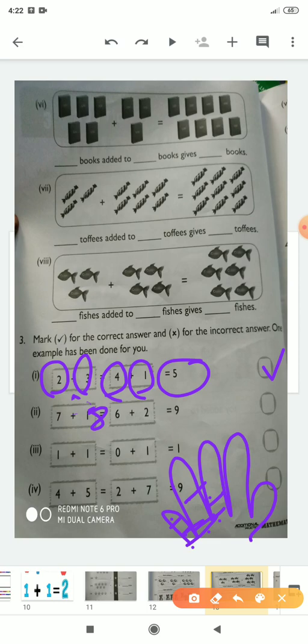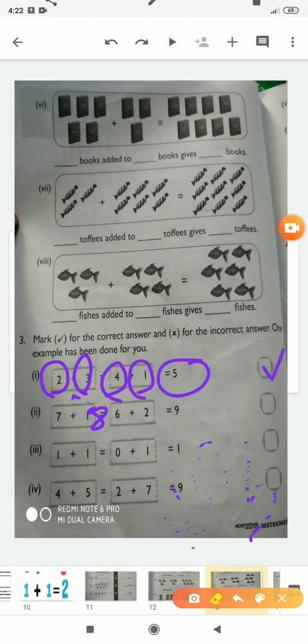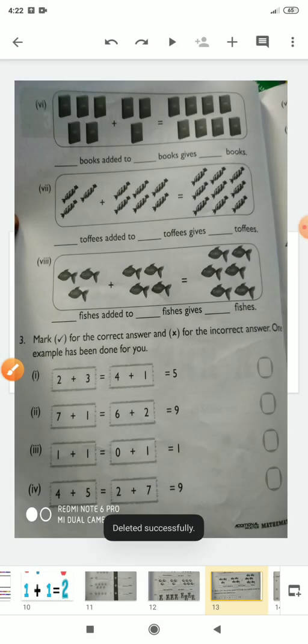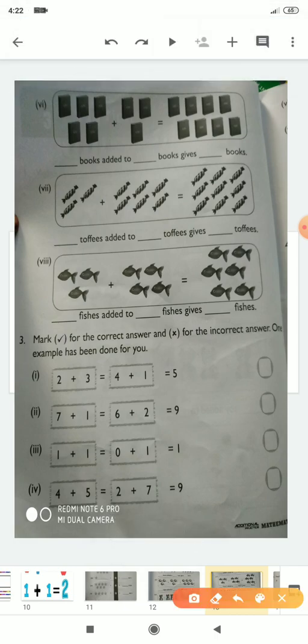Now next, 6 plus 2. So if we add 6 and 2, what is the answer? Okay, let's start again. 1, 2, 3, 4, 5, 6, and then 2 more, 1, 2. So here also 8, but the given answer is 9, so it is wrong.